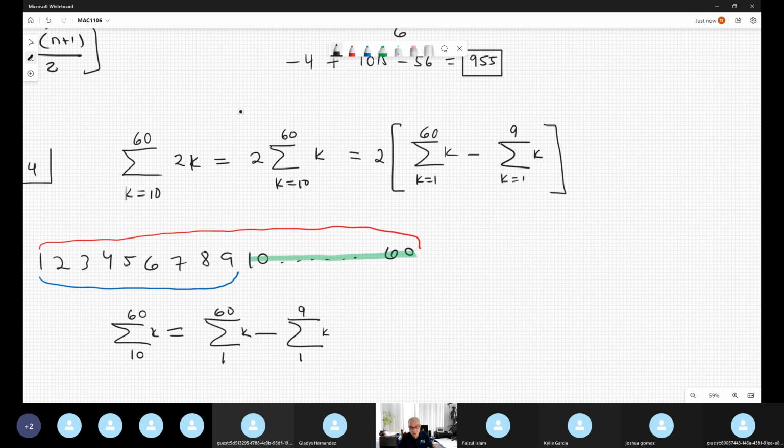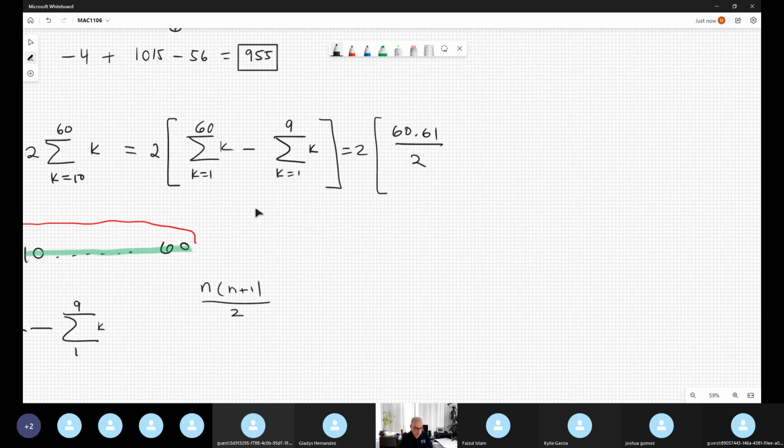And the formula that we are using, you know, is the famous formula n times n plus 1 divided by 2, no? Because this is k, not k squared, not cubing. It's easy. Entonces 2 times what? 2 times 60 times 61 divided by 2, minus 9 times 10 divided by 2. Well, actually, if you want, you cancel out these two, because it's a common factor of 1/2, and 2 divided by 2 is 1.